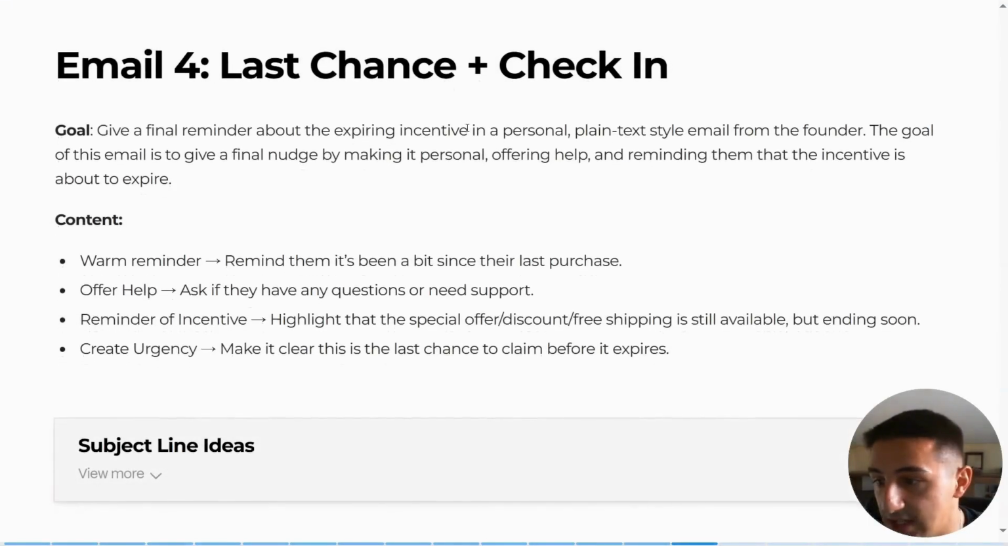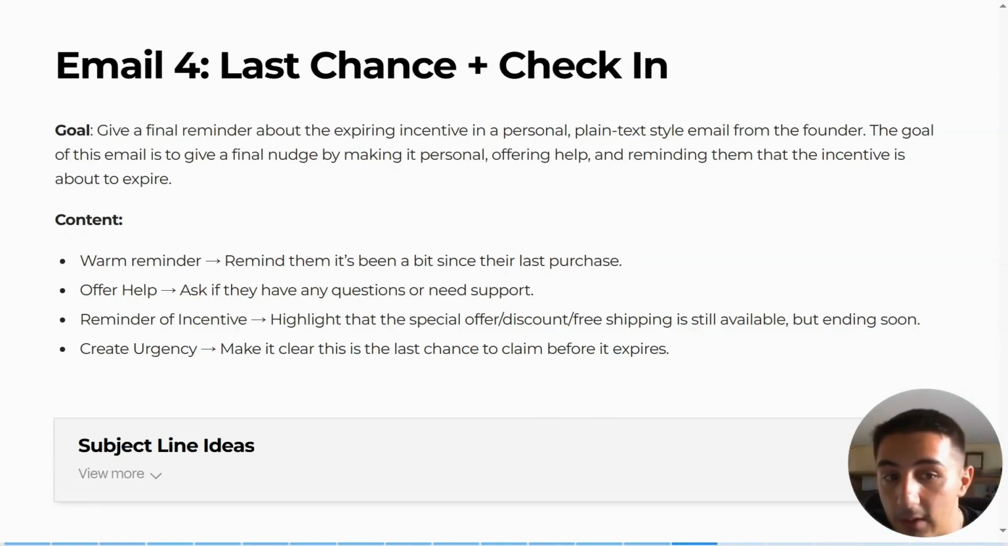This is the last chance plus check-in. The goal here is to give a final reminder about the expiring incentive in a personal plain text style email from the founder. So the goal of this email is to give a final nudge by making it personal, offering help and reminding them the incentive is about to expire.